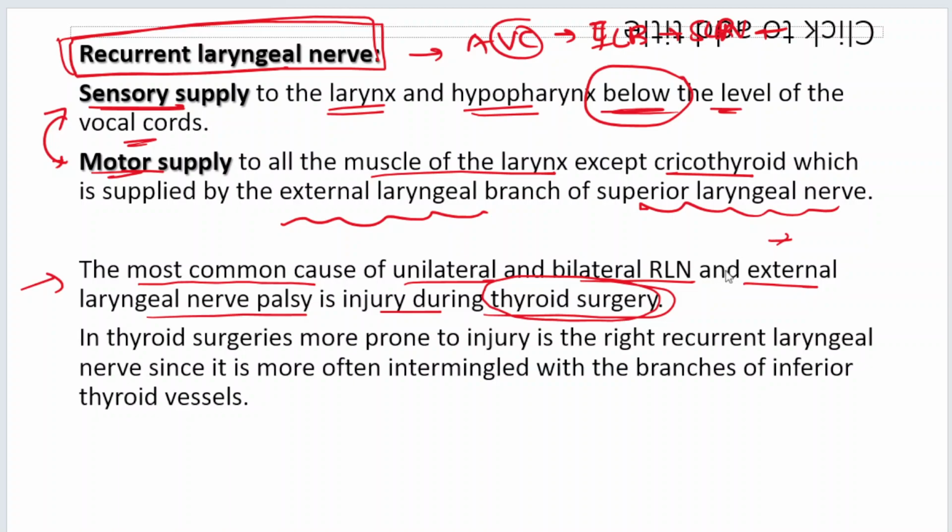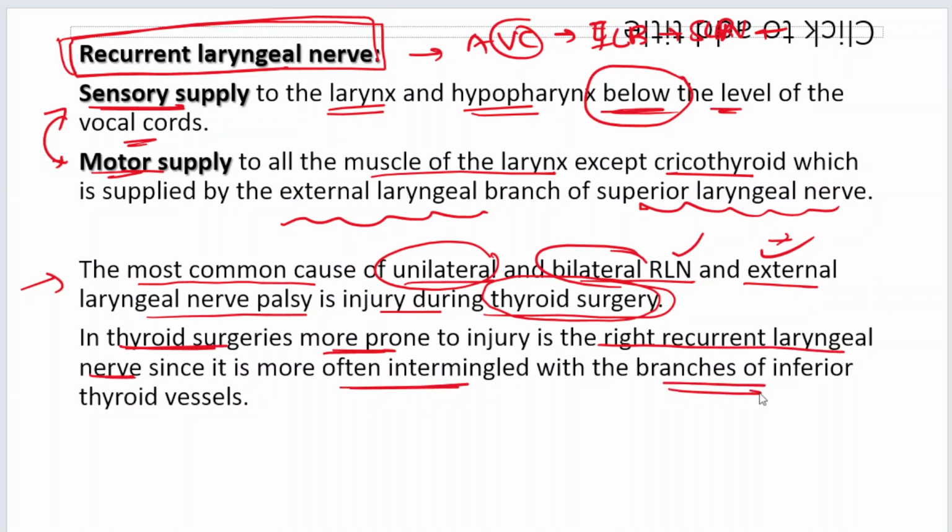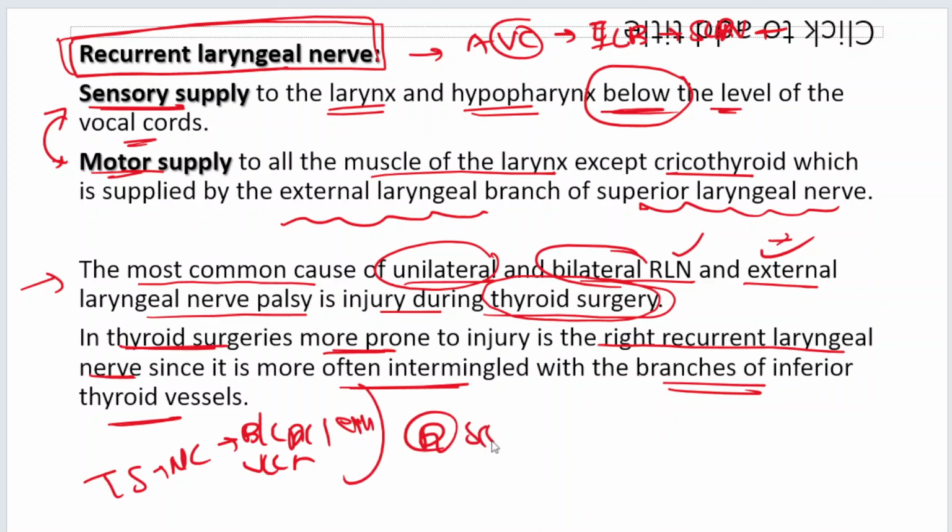But most of the time when there is a recurrent laryngeal nerve palsy or an external laryngeal nerve palsy, it is because of thyroid surgery. So thyroid surgery is the most common cause of unilateral or bilateral recurrent laryngeal nerve and external laryngeal nerve palsy. In thyroid surgeries also, which one is more prone to injury? The right recurrent laryngeal nerve. Why? Because it is more often intermingled in the branches of the inferior thyroid vessels. Just now we talked about that. So in thyroid surgery, the right-sided recurrent laryngeal nerve has a greater chance of injury.